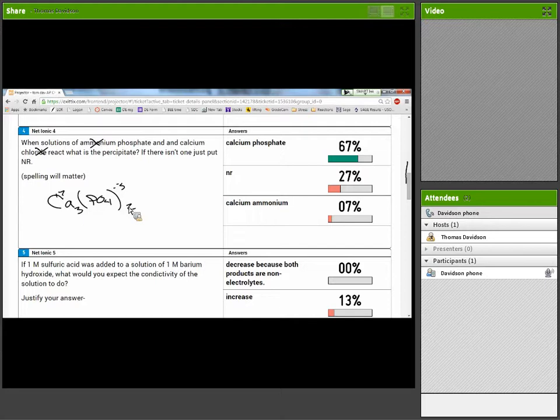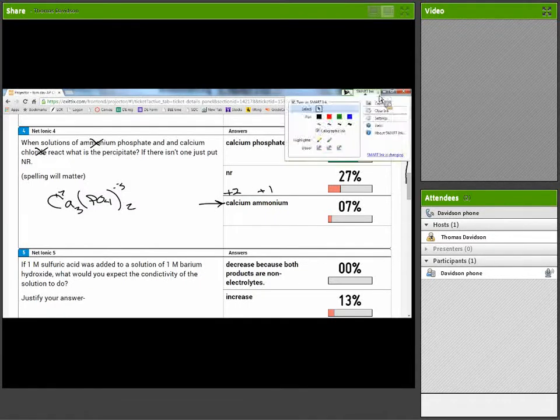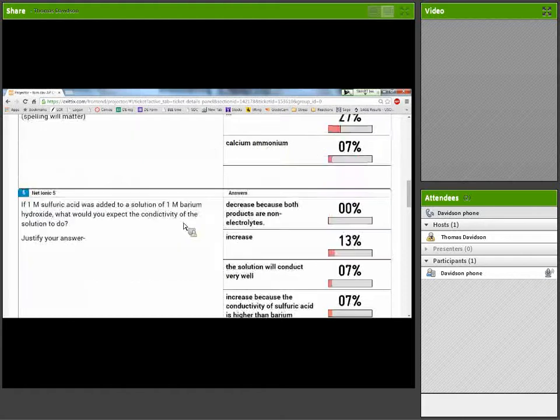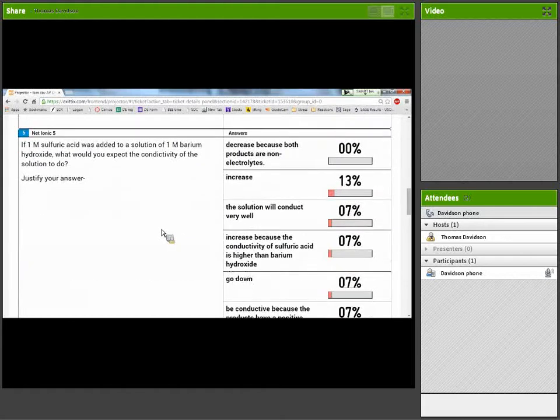Calcium phosphate. 67. What's wrong with this? And not being mean, but what's wrong with this? They're both positive. All right, they're both positive. Don't put those together. They would repel each other. Okay, number 5 is a tricky question. I don't know if anyone got it right.